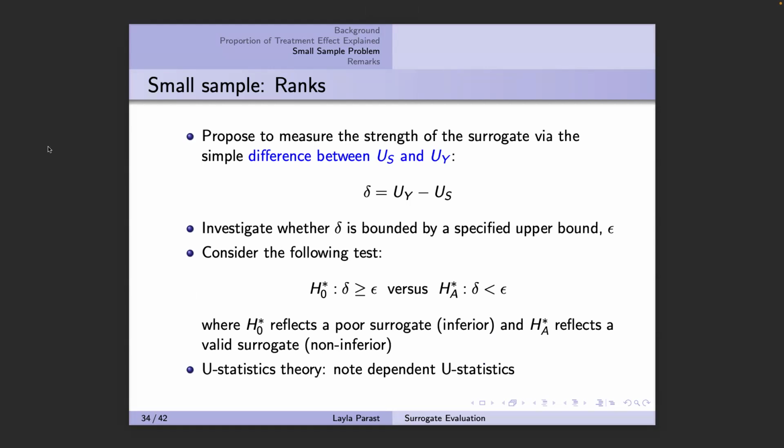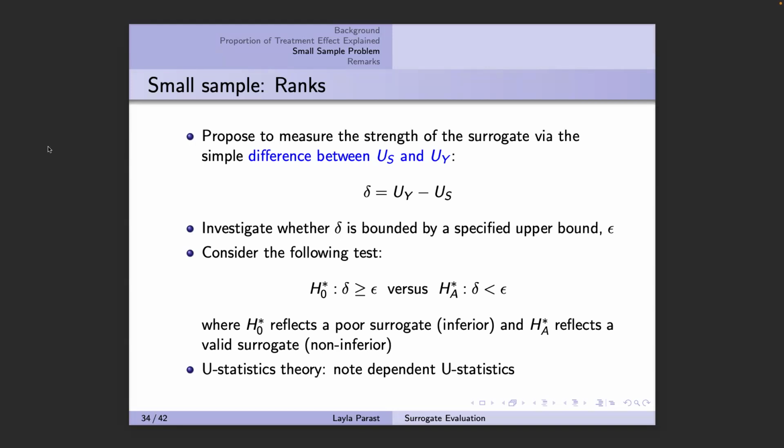And I basically want this delta to be bounded by some upper bound epsilon. We're going to talk about epsilon, but let's just say it's something small. So there's nothing that says that U_S has to be lower than U_Y, right? Like U_S could be greater than U_Y. But I don't want U_S to be much lower than U_Y. If it's much lower than U_Y, then it is not close enough to U_Y for me to think that it's going to tell me the same thing about the treatment effect as Y.